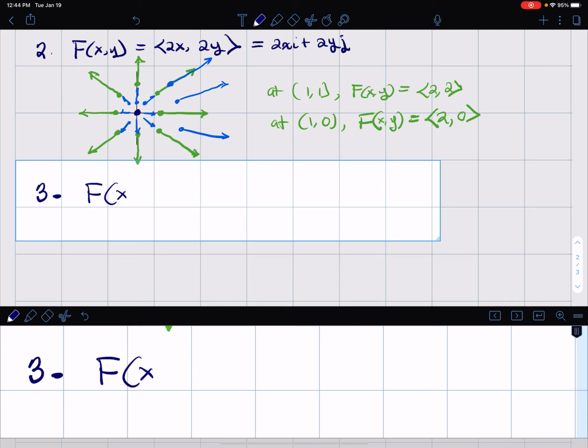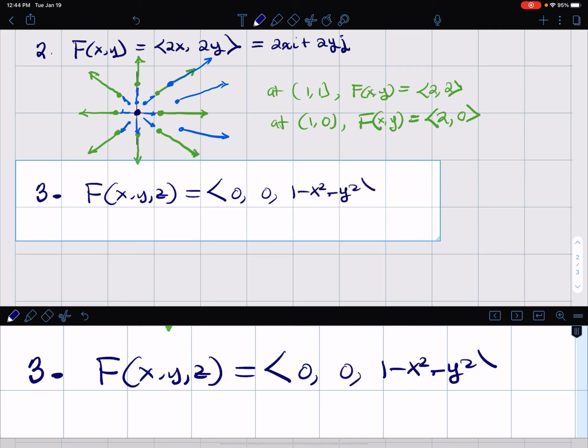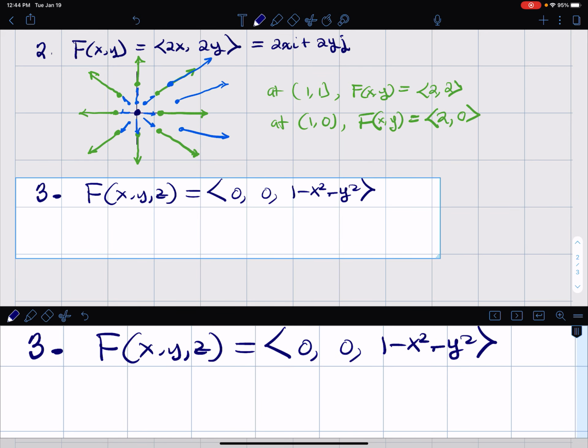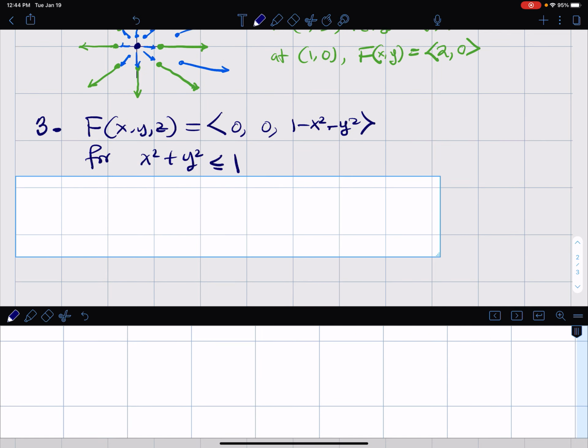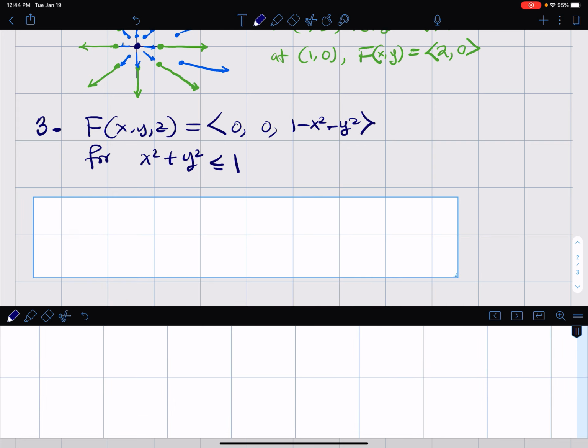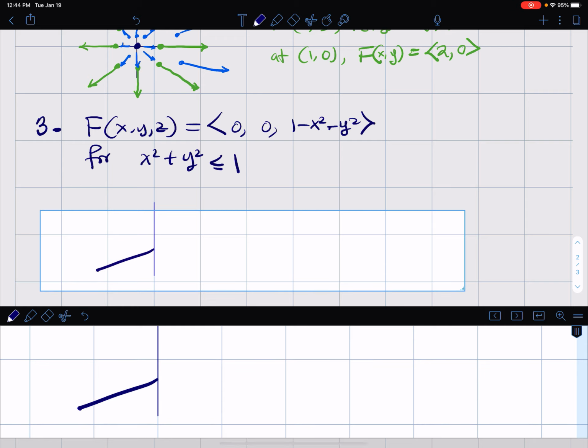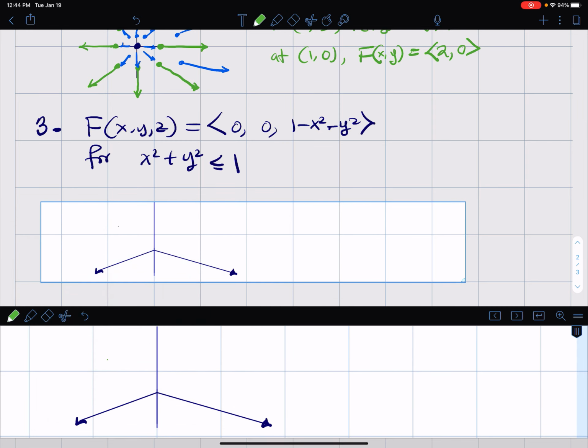So let's try the vector field F of x, y, z is equal to 0, 0, 1 minus x squared minus y squared. And then we're looking at x squared plus y squared less than or equal to 1. So already we're being given a restriction here. X squared plus y squared less than or equal to 1 is the cylinder of radius 1 that is parallel to the z-axis. So that is my cylinder.